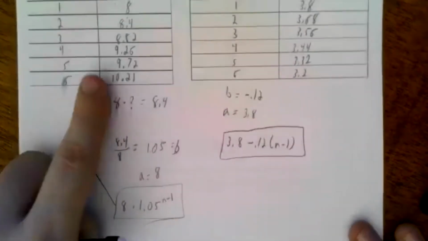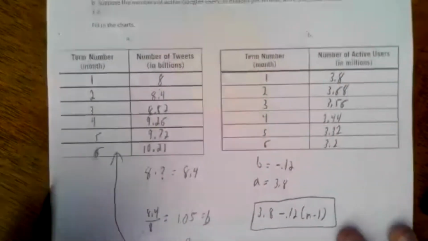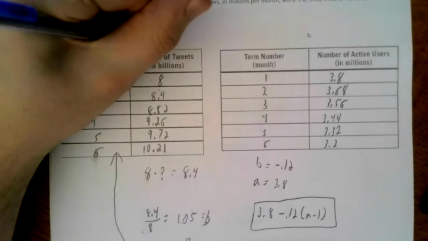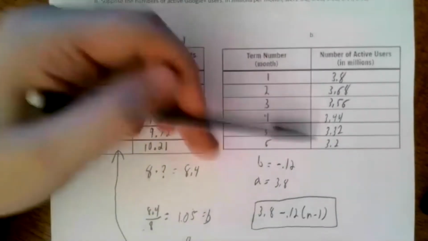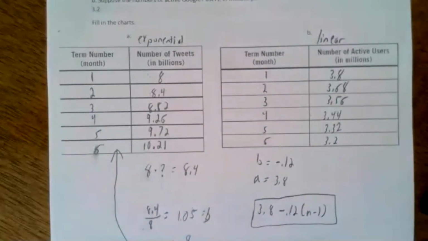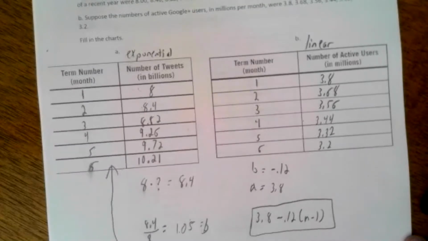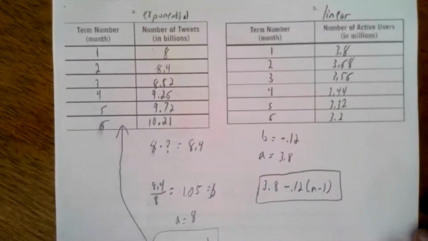So A, in this case, it's a geometric sequence. It's also an example of exponential change. So I'm just going to write exponential up there. And then this one is arithmetic, or it's also linear change. So it's just two words for the same concept. Exponential change, linear change is the same thing as geometric and arithmetic. Okay. All right, any questions on this first page?